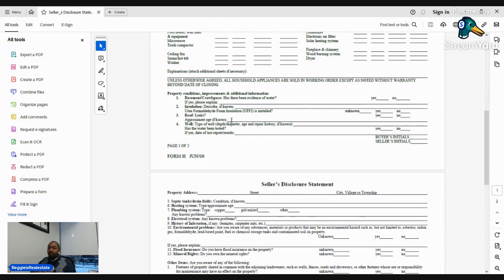Now, as a buyer, you get to read this and say, hey, I want to move forward or I don't, or I want to make sure I address these items in my inspection.